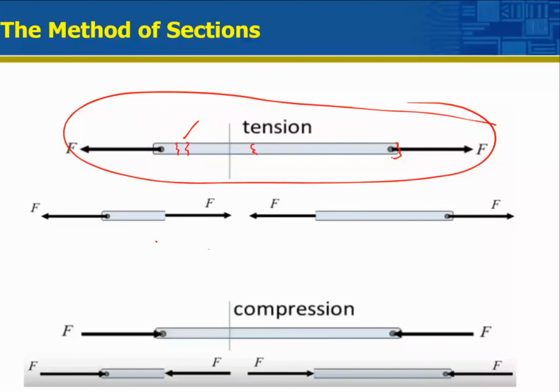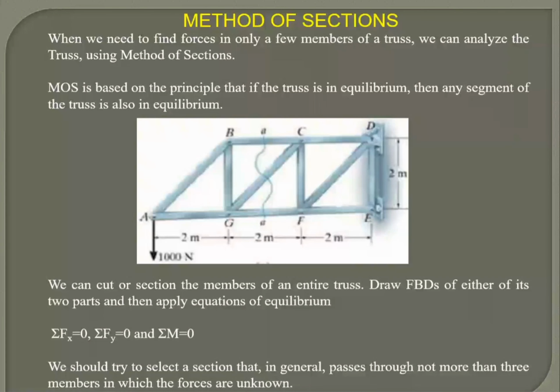Okay. So let's start. It says here method of section. We did method of joint to find the forces on members. Now we're going to do method of section so that we can find the force in the member using this technique also. I mostly use method of joints, but wherever we get stuck, you can use method of section. So when we need to find forces in only a few members of the truss, we can analyze the truss using method of sections.